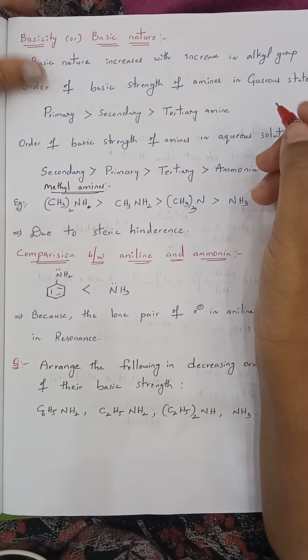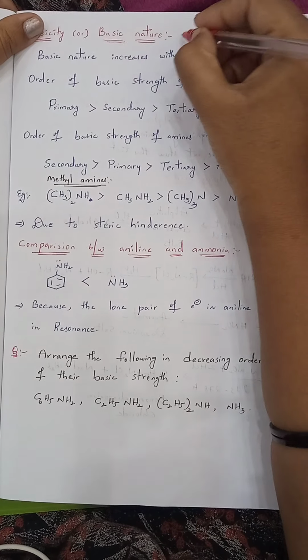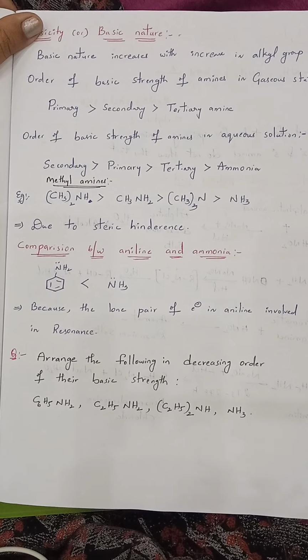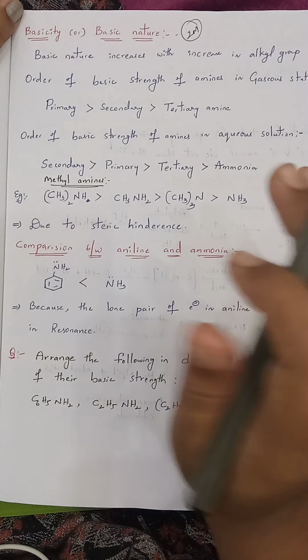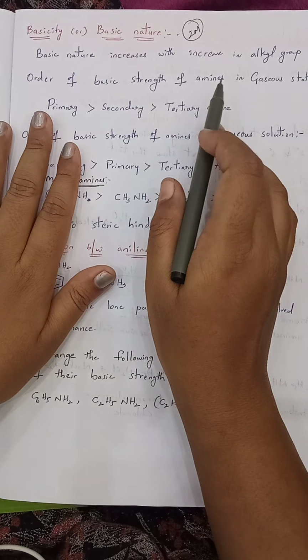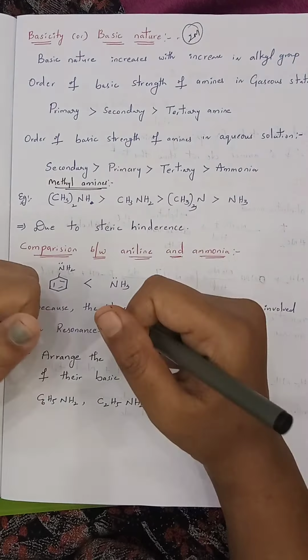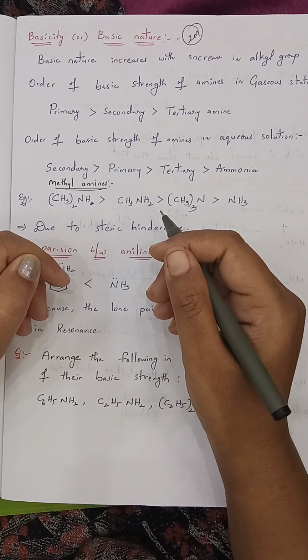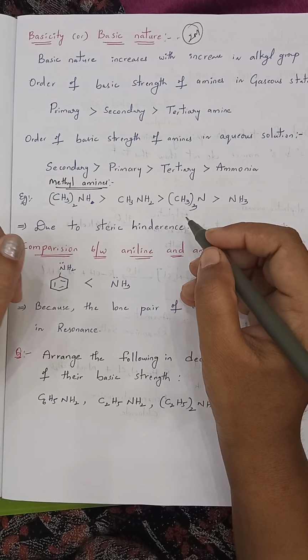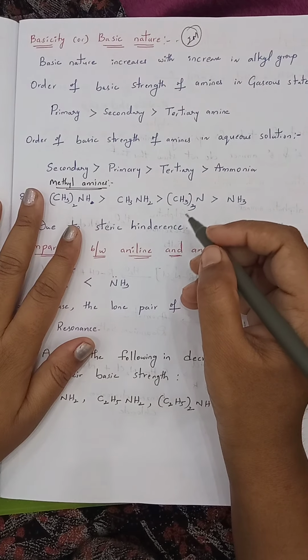Next, basicity. One more important concept from this chapter is the basic nature or basicity of amines. From this concept again you will get one 2-mark question. Okay, first we'll see basic nature. We can say a compound is basic if it has the property to attract a proton or to donate a lone pair of electrons. In amines also, the nitrogen has the property to donate that lone pair of electrons.